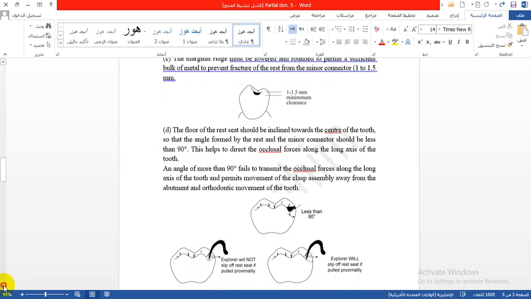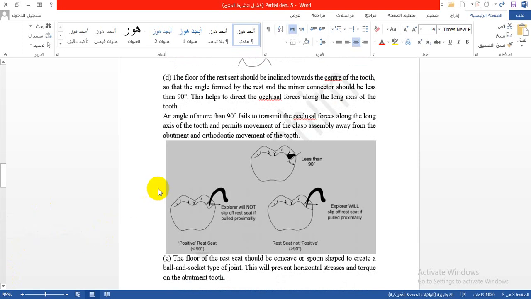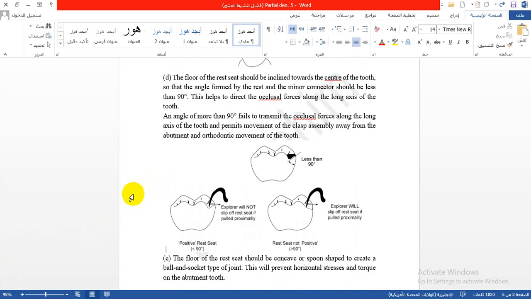D. The floor of the rest seat should be inclined toward the center of the tooth so that the angle formed by the rest and the minor connector should be less than 90 degrees. This helps to direct the occlusal forces along the long axis of the tooth. In this picture, this is the direction of the rest and this is the minor connector. The angle will be less than 90, so its inclination is toward the center of the tooth.